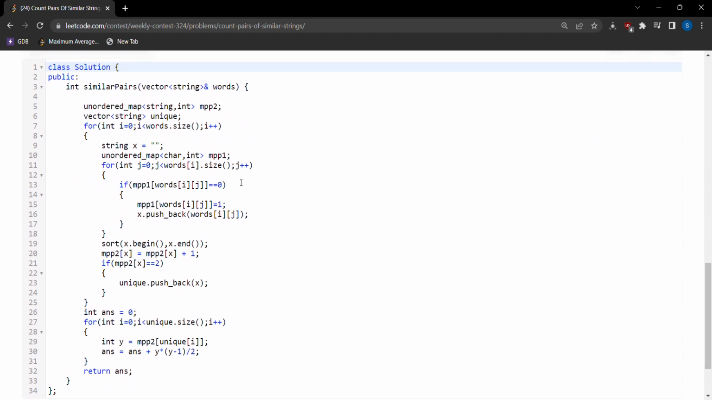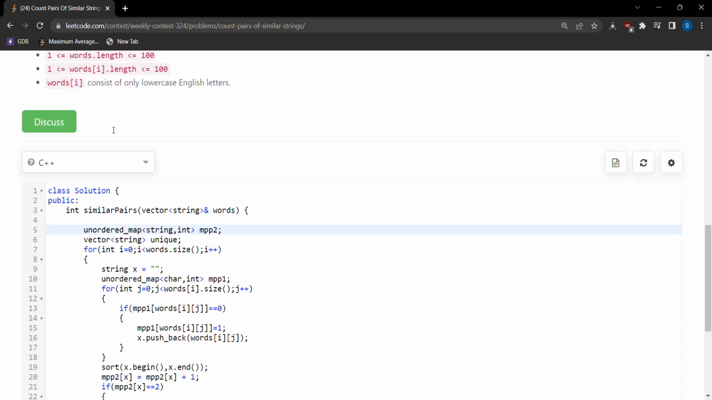Now let's jump on to the code. The code that I have made is pretty basic. I haven't used any hi-fi data structures. I have just used a simple unordered map and vectors. Initially, I have defined an unordered map which will be taking string and int, and have named it mpp2. Then I have taken this vector of strings, unique. Now I'll be traversing the entire array.